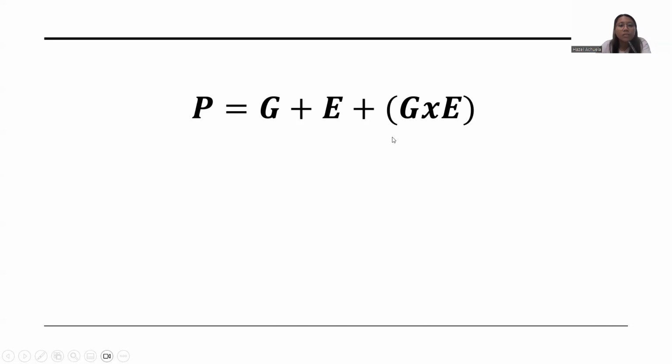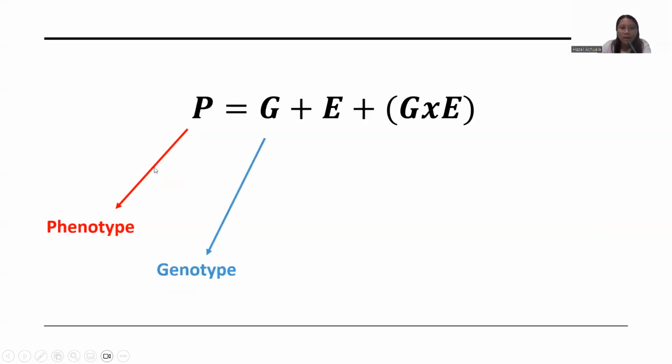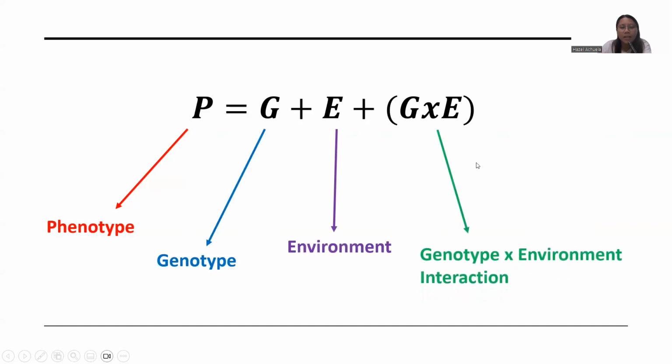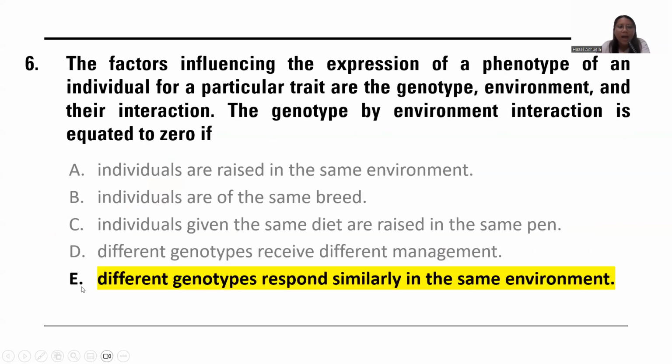We equate this to 0 when, when do we equate this to 0? Regardless, we equate G by E to 0 when the phenotype is the same across all genotypes used, raised in the same environment. The answer is letter E. Different genotypes respond similarly in the same environment.